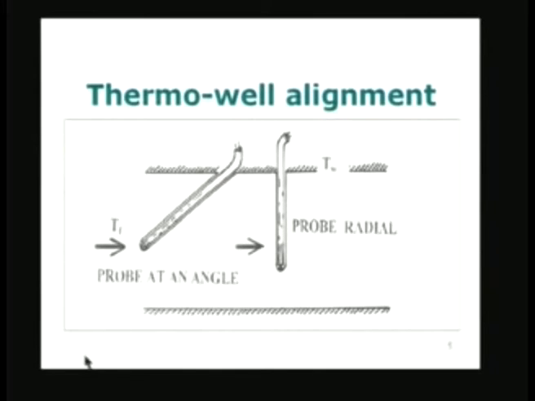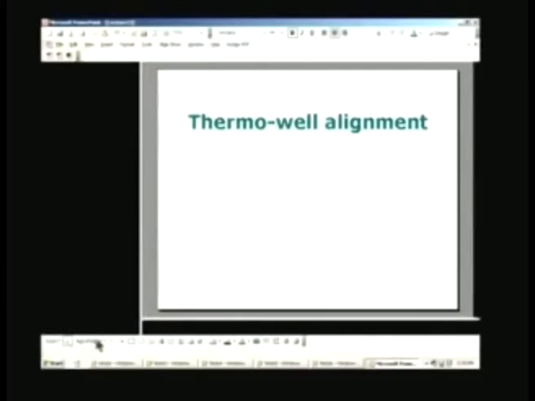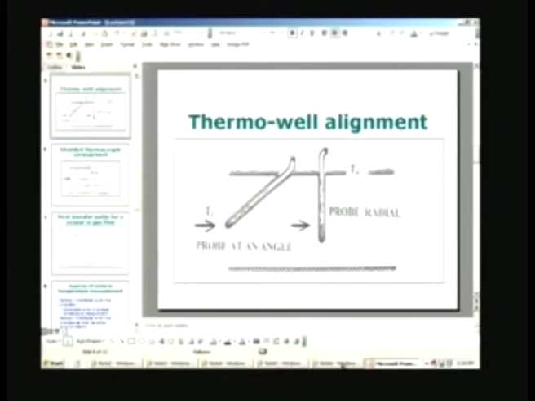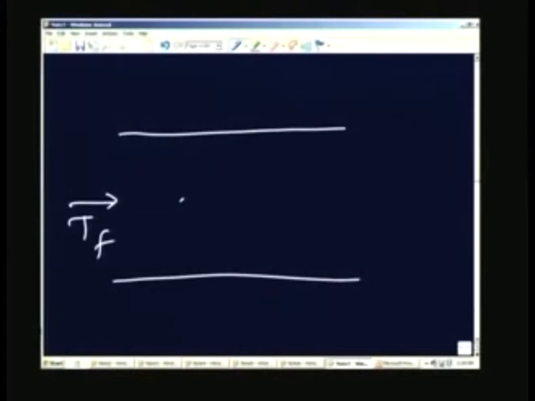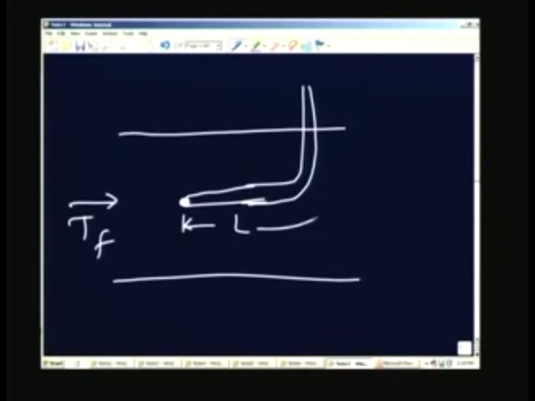So, in fact, I would like to show what other possibilities are there. You have the tube which is carrying the fluid, whose temperature I would like to measure. I can actually make the probe like this. That means that the length of the probe effectively is this length.